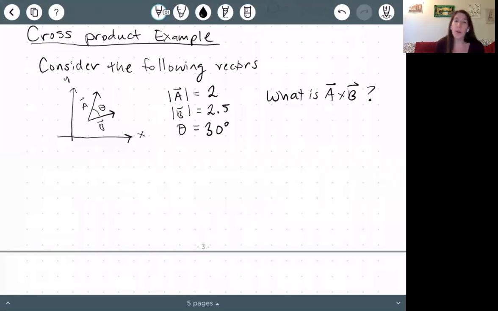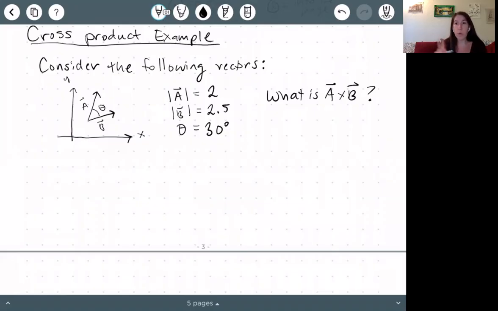In this video, we're going to do an example where we're computing the cross product for two vectors. Consider the following vectors, A and B, which are already drawn for us in the XY plane. We're given the magnitude of each of these vectors and the angle between them, which is kind of nice. That's what we need for computing the cross product.